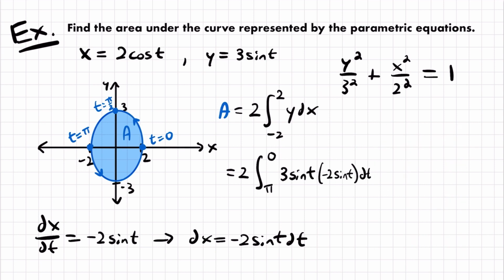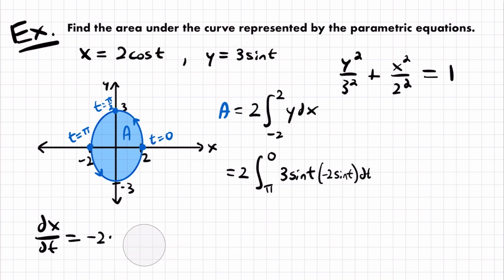All right, and so now we have our integral that represents the area inside this ellipse in terms of t. Now what we have to do is simplify it and solve it. And so first of all, let's simplify our integrand here, the contents within our integral. We can pull 3 and negative 2 out to the front. So out front of the integral, we'll have 2 times 3 times negative 2. 2 times 3 is 6, times negative 2 is negative 12.